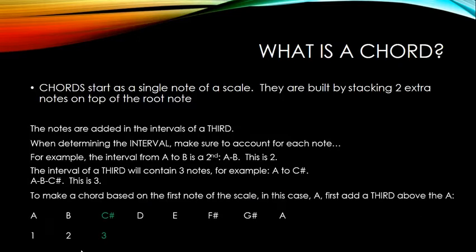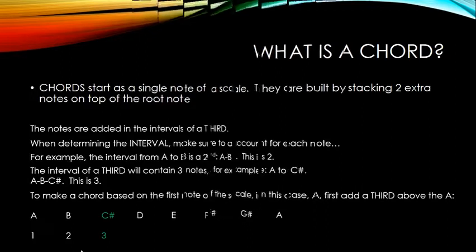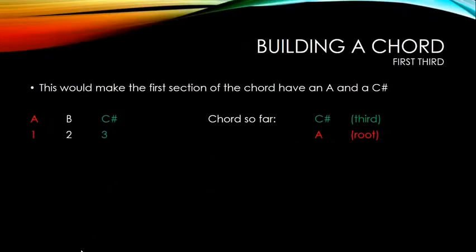So let's make a chord based on the note A. It's the first note of the scale in this case, so it makes a lot of sense. You start on A, that's 1. You count up to 3, A, B, C sharp. So there's half your chord already. You have the first note, the root note, A. A third above it is C sharp.